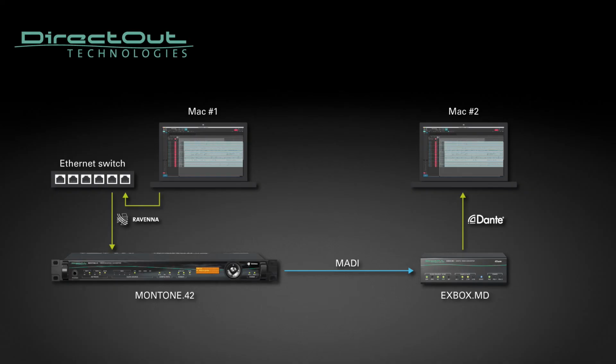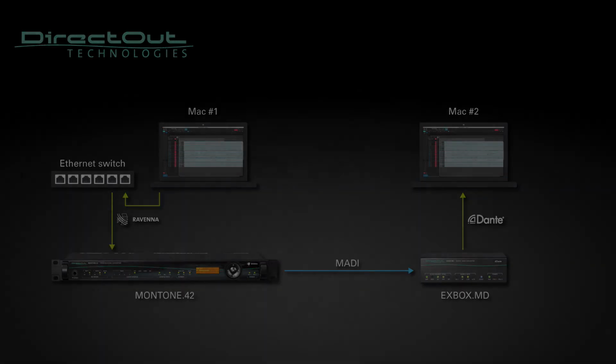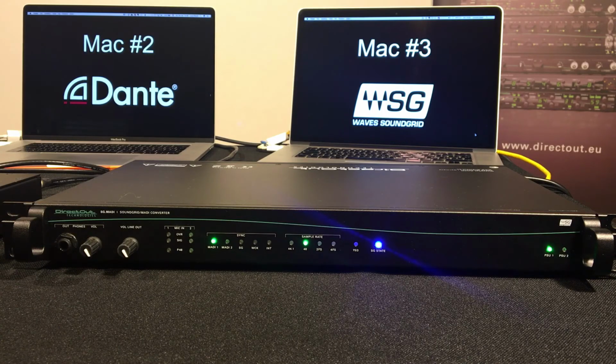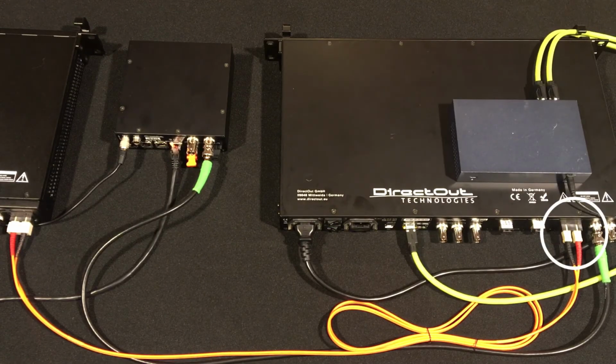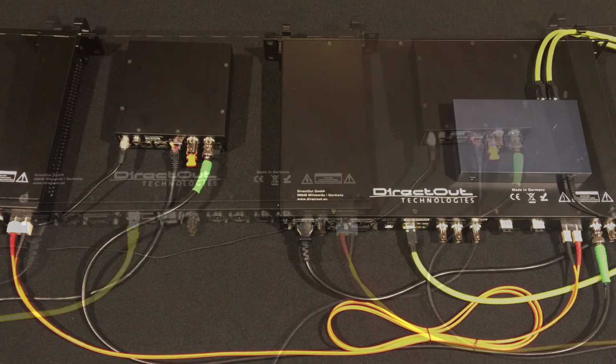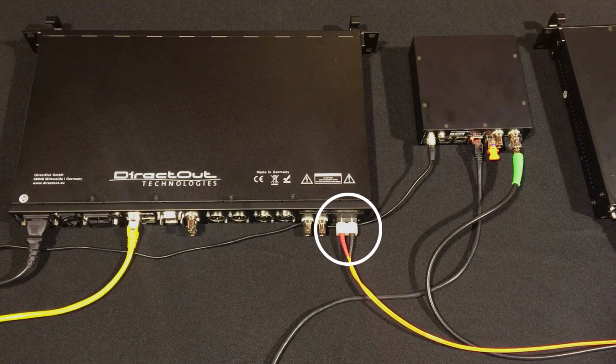We have completed the conversion of original RAVENNA AES67 signals to MADI and another conversion from MADI to Dante. Let's keep going and show how to convert MADI to SoundGrid. We connect the optical MADI output of Monton 42 to the MADI input of SG.MADI.